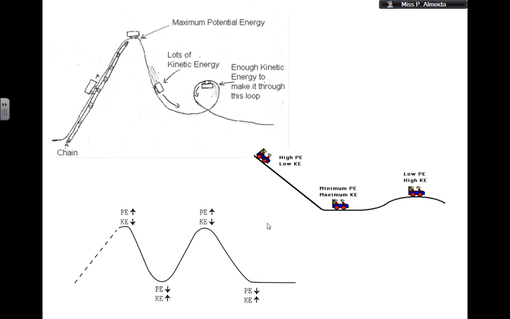And here it is. It doesn't matter the shape of my roller coaster. The maximum potential energy is at the highest point of the ride. The minimum potential energy is at the lowest point of the ride. My maximum kinetic energy is when my potential energy is minimum, so at the lowest point of the ride. My minimum kinetic energy happens when I have my maximum potential energy, so at the highest point of the ride.